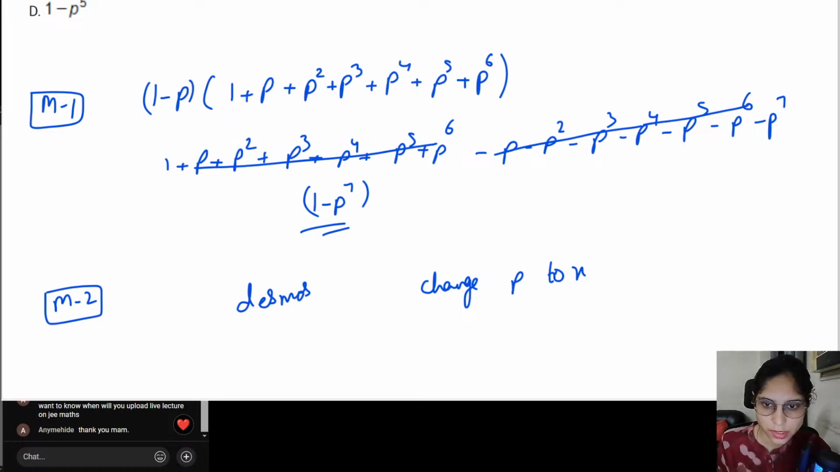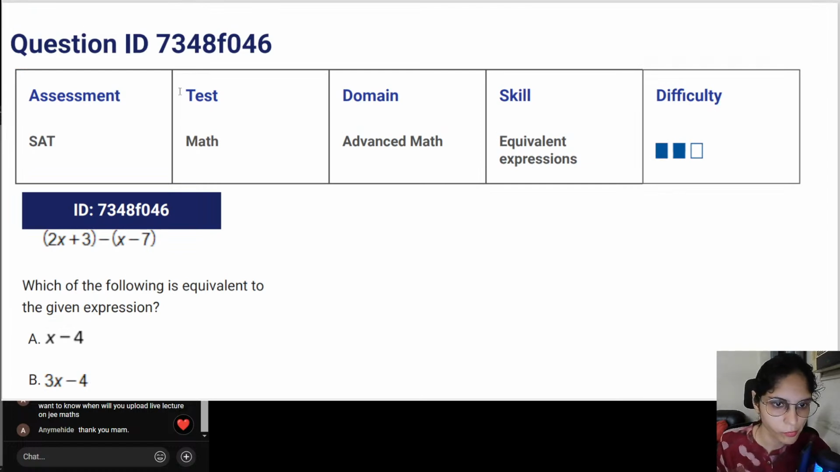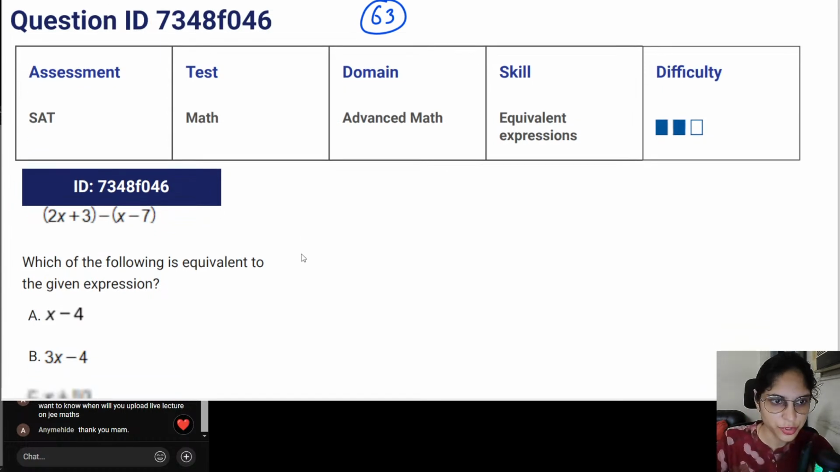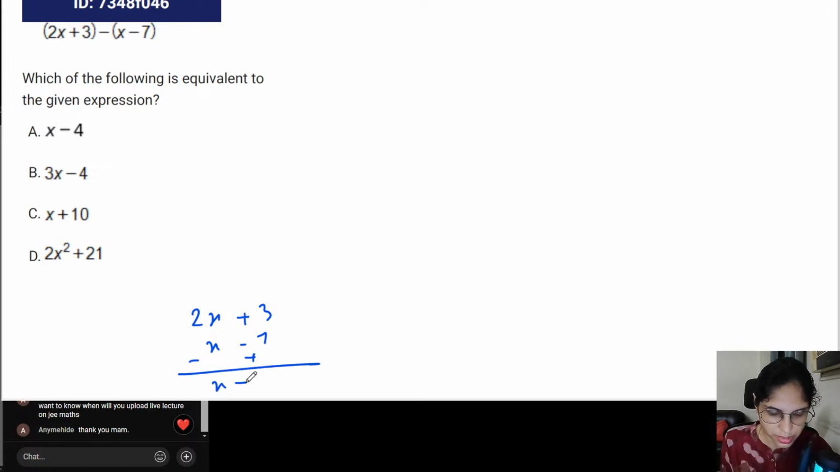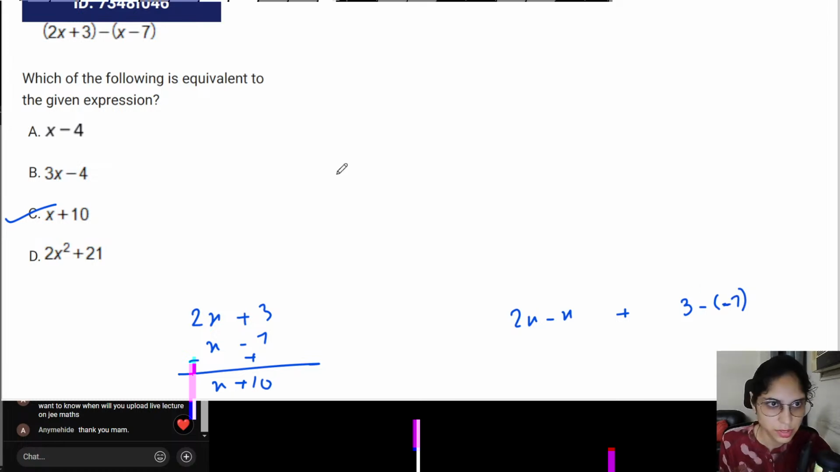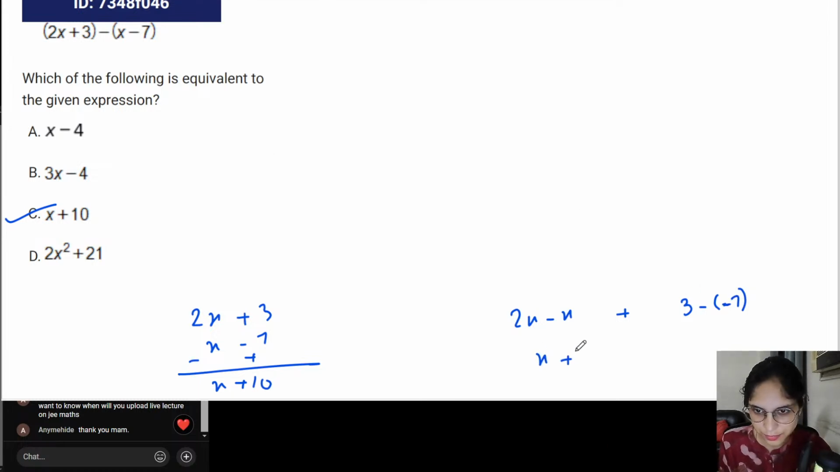Next is question number 63. We are just subtracting them. 2x plus 3, x minus 7, subtracting, change the signs. 2x minus x is x, plus 3 plus 7 is 10. x plus 10 is your answer. If you want, you can do it like this also, because you're subtracting with negative 7.